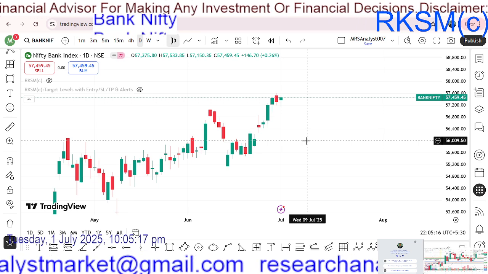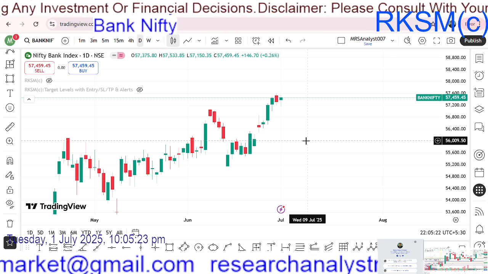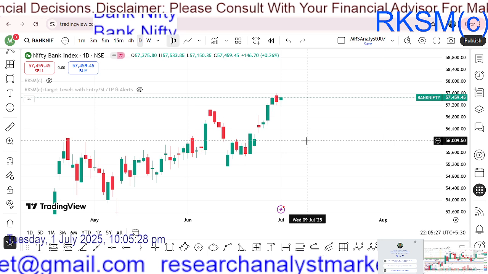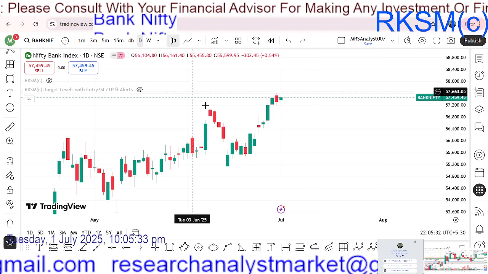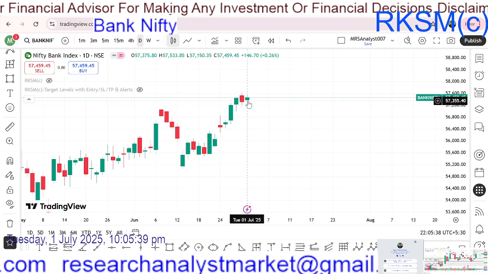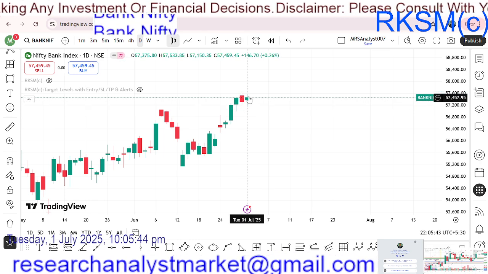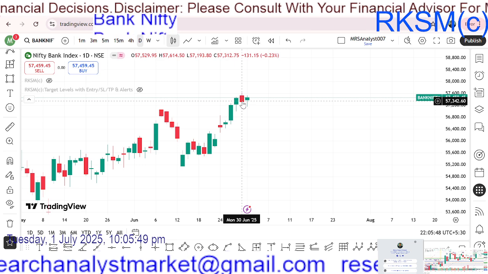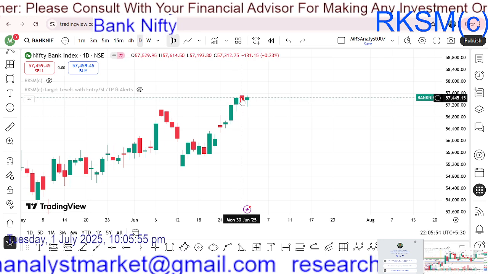For drawing the target on the chart, what inputs do we need? We need to know three inputs. The major input is the value you need to take. Suppose today is 1st of July and the previous session was on 30th June. Suppose the market has not started on 1st July, then we need to look at 30th June.